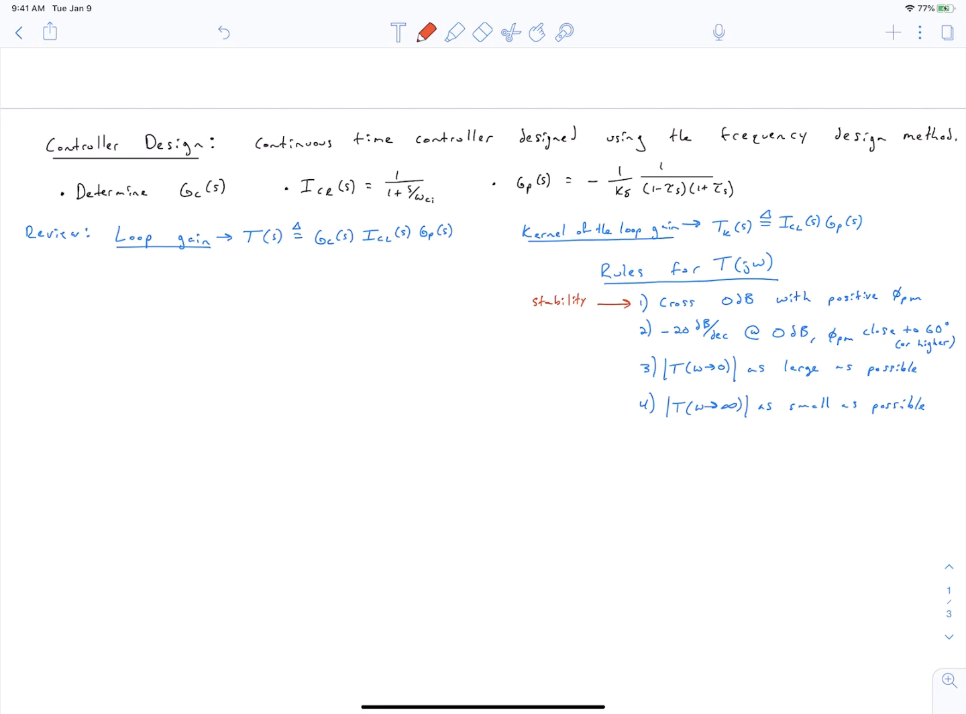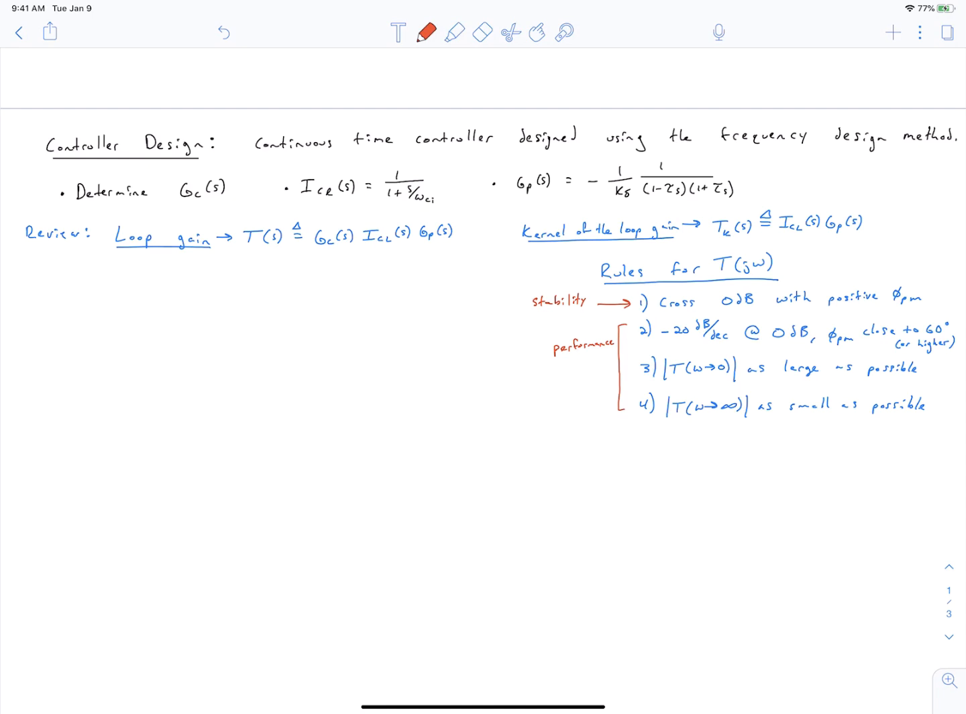And then these last points here are based on our performance. So we want to cross the 0 dB point at a slope of negative 20 decibels per decade. Or kind of equivalently, we can say that we want to have our phase margin be somewhere around 60 degrees. We'd take higher if possible. A 90 degree phase margin is amazing because it has the characteristics of a first order system. But usually 60 degrees is a reasonable goal.